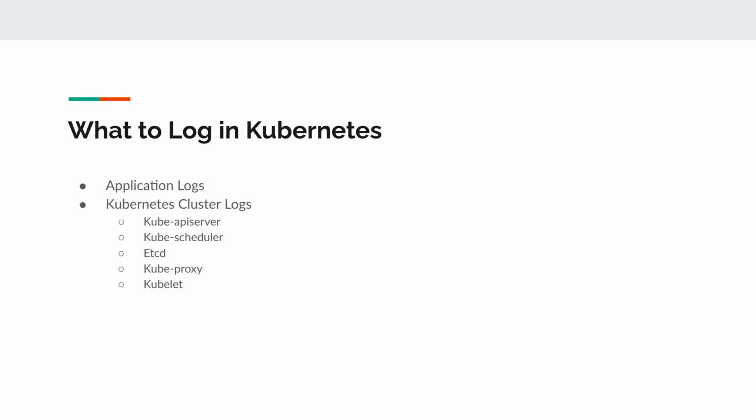So what to log inside the Kubernetes cluster? We have different kinds of applications running in Kubernetes. They could be our microservices, and we can have logs from the cluster as well, mainly from Kube API server, Kube scheduler, etcd cluster, Kube proxy and kubelet. All these applications running in Kubernetes emit logs, and we can use those logs for further downstream processing or to set up alerts or monitoring on top of them.